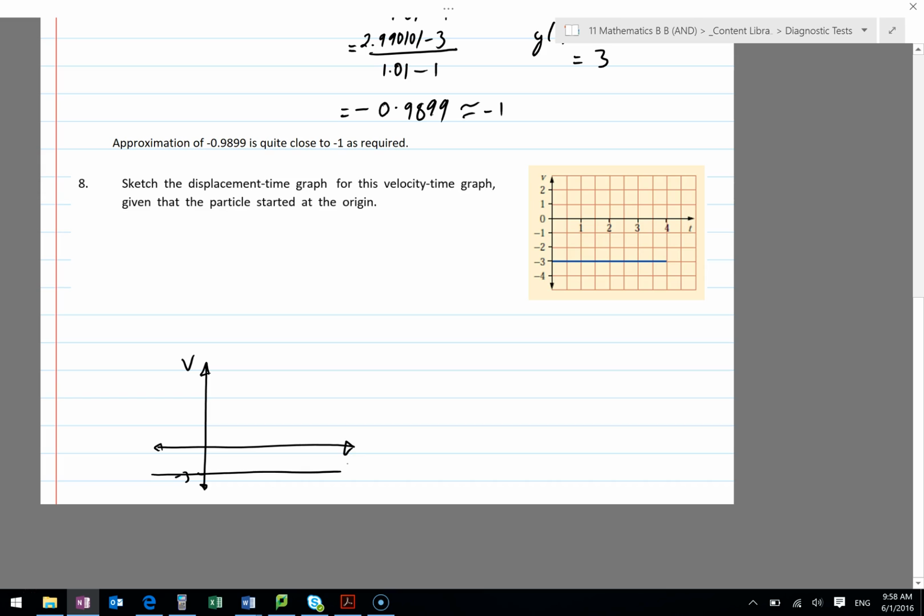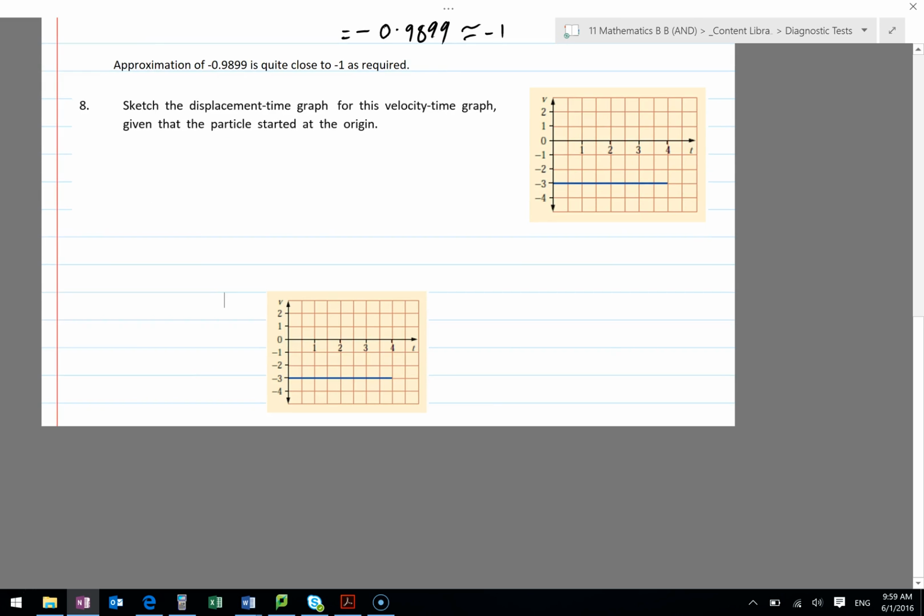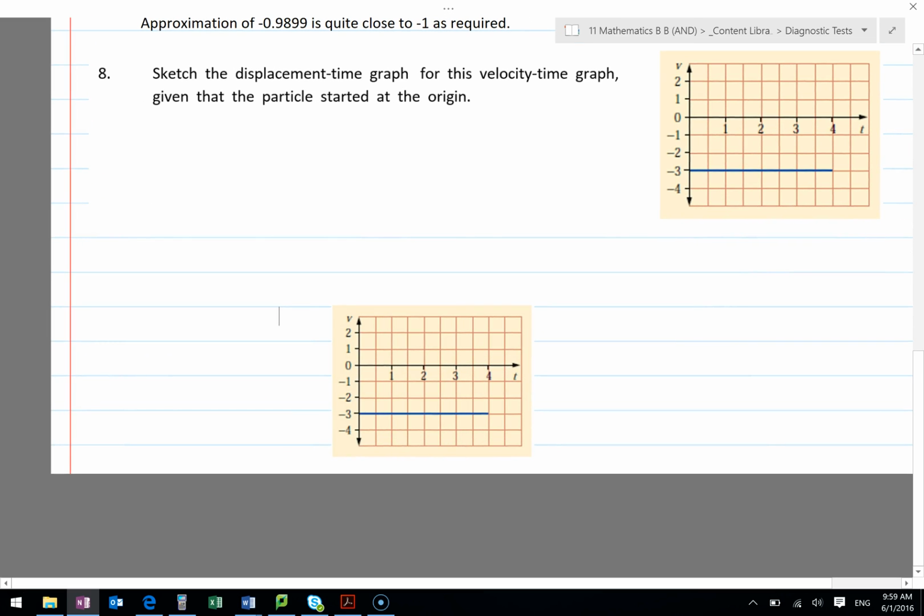Alright, so we've got this velocity time graph. I've drawn it separately down here so I can sort of play with it. Ta-da! How did that get there? Okay, sketch the displacement time graph for the velocity time graph, given that the particle started at the origin. So I need to draw a displacement time graph, okay, using this velocity time graph.